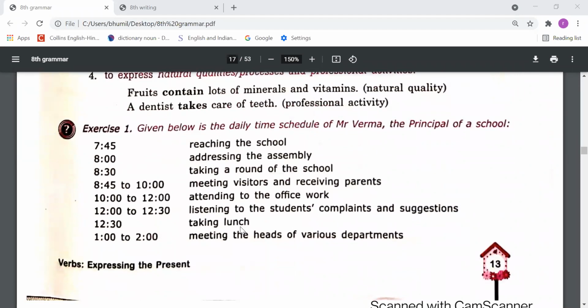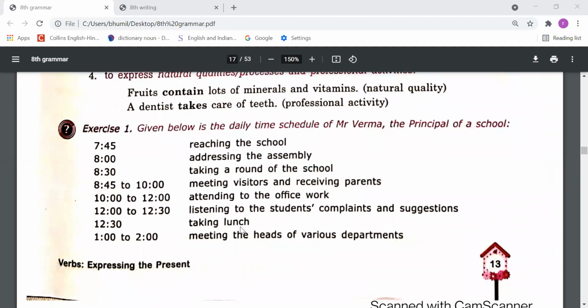Given below is the daily time schedule of Mr. Verma, the principal of our school. 7:45, reaching the school, addressing the assembly. 8 o'clock, 8:30, taking a round of the school. From 8:45 to 10 o'clock, meeting visitors, receiving parents. So some routine activities are written here.